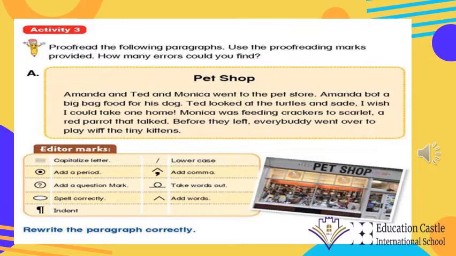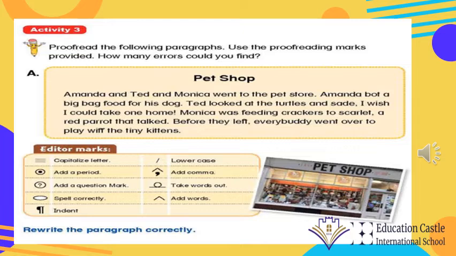The second sentence here we have the word put. Amanda put a big bag food for his dog. Amanda bought a big bag of food. So before food we should add the preposition of.